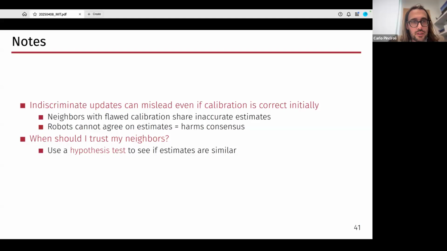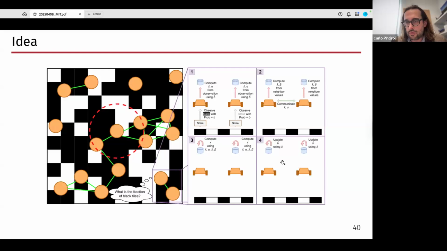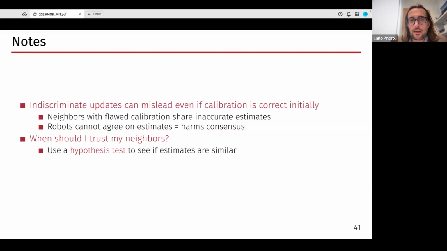One of the things that we noticed in this is that if we just update in an indiscriminate way, we can mislead the robots even if the calibration is correct, because neighbors with flawed calibration shared inaccurate estimates. So we cannot allow basically this fourth step right here, the one that compensates for calibration, to happen all the time. And then we should understand just when can I trust my neighbors.